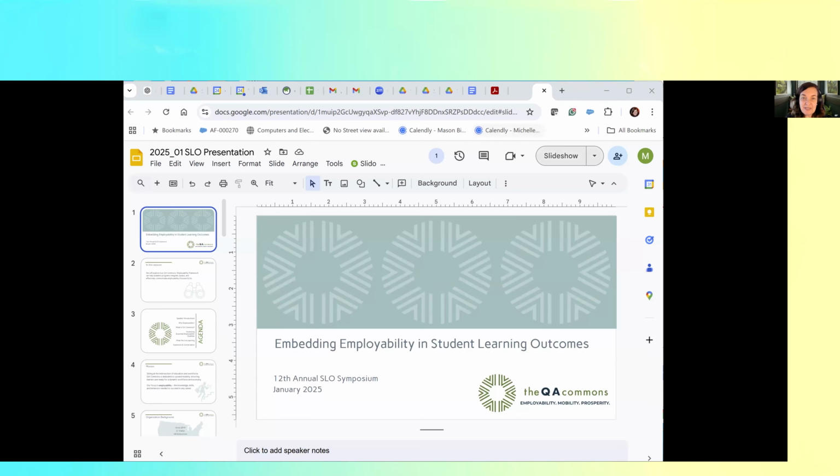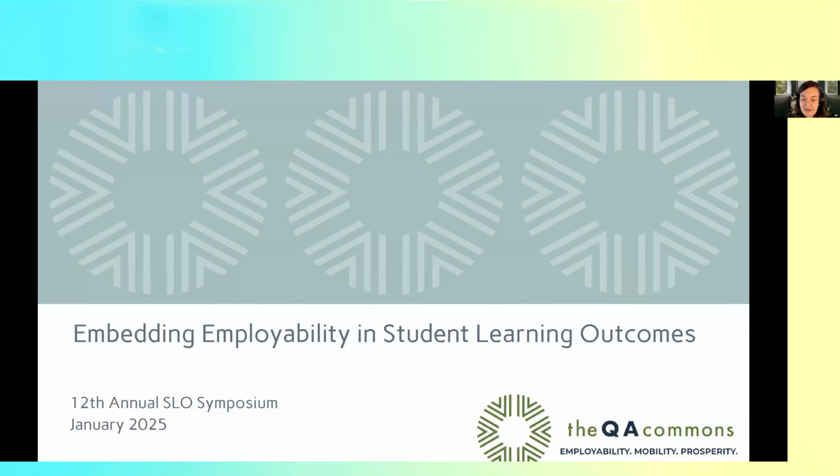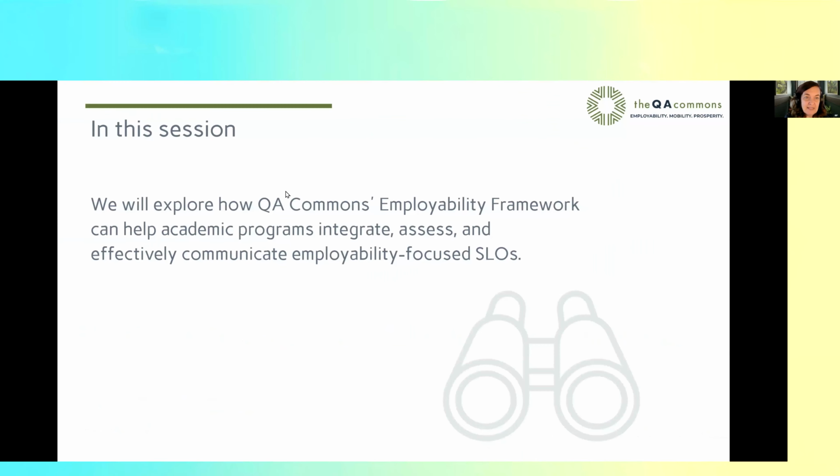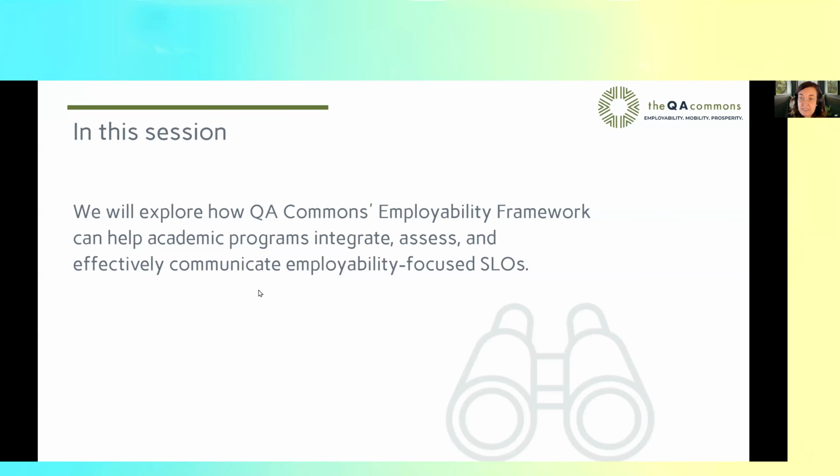Welcome, embedding employability in student learning outcomes. We are very happy to be here. We are from Quality Assurance Commons, also known as QA Commons, and our tagline is employability, mobility, prosperity. So today we're going to explore how QA Commons' employability framework can help academic programs integrate, assess, and effectively communicate employability-focused student learning outcomes.